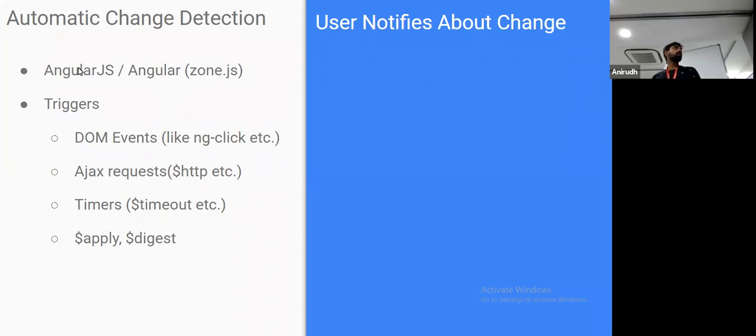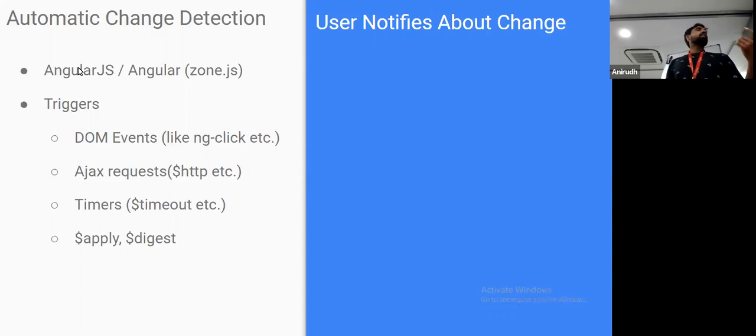So let's compare how the automatic change detection is done. It is basically done in AngularJS as well as in Angular using Zone.js. The change detection is triggered when there are some DOM events like click events, when the user interacts with the UI. The second trigger would be AJAX request callbacks like success and error callbacks. Third would be timers, setTimeout and all that. And the fourth one, applied edges, which would be applicable to AngularJS.